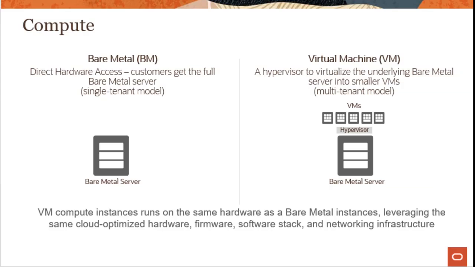On the right hand side, we have the virtual machine model, and these virtual machines are running on the same physical hardware that is used to provide the bare metal service. This is a multi-tenant model where multiple customers might be utilizing the same bare metal server to run their virtual machines, but these virtual machines are fully isolated.